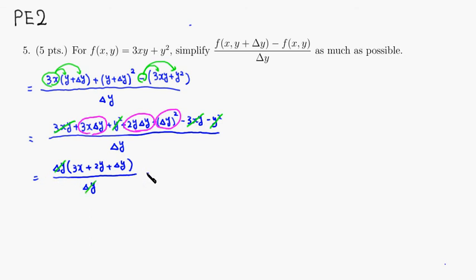And what's left is 3x plus 2y plus delta y. So that's the difference quotient. That's it. I hope that this was clear.